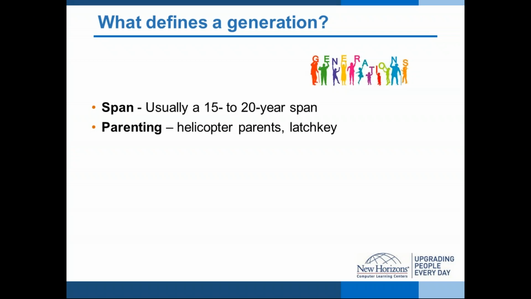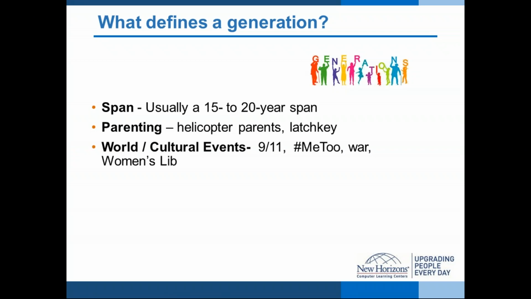Or latchkey kids, which is a symbol of Generation X, where these folks had two parents who worked outside the home. They let themselves into the house after school, and they subsequently became very independent thinkers and doers. Traditionalists, for example, the parenting style during those years was children should be seen and not heard. So parenting styles very much help to shape a generation. World and cultural events helped to shape a generation. 9/11, the Me Too movement, war, women's liberation, all of these help to define how generations respond to their surroundings.